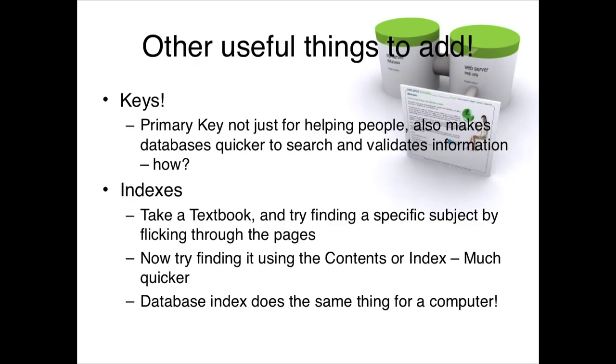If a database has to be searched by a computer, it has to go through every single record. It just does it really, really quickly. However, if you make an index for that system and you create a key, it can use that key and index to find those pages really, really quickly. It doesn't have to go through every single record. And in that way, the database becomes faster.